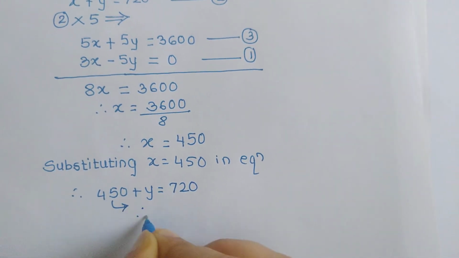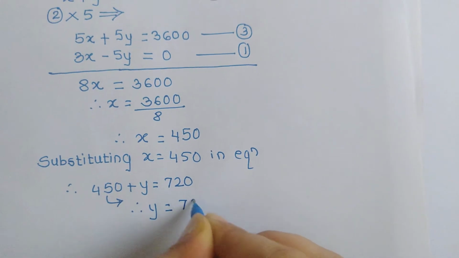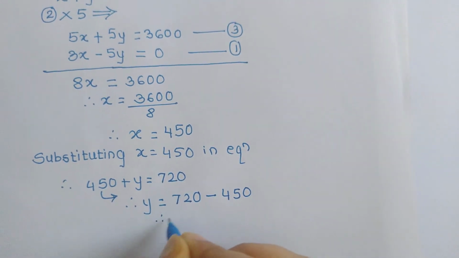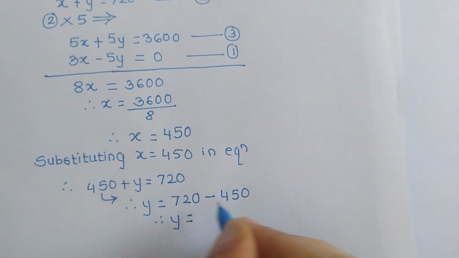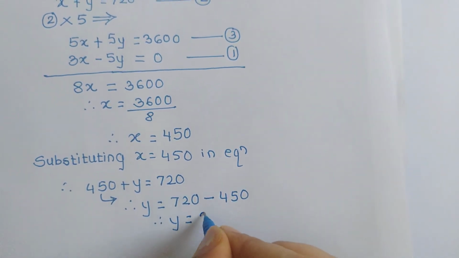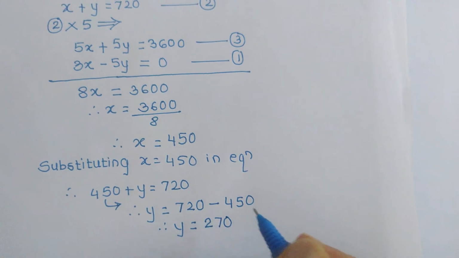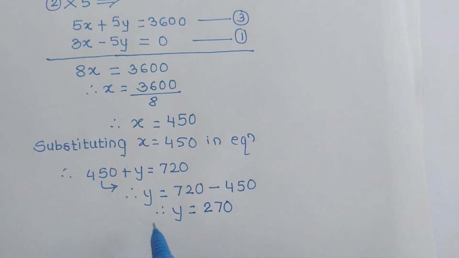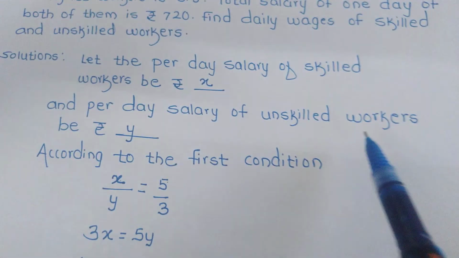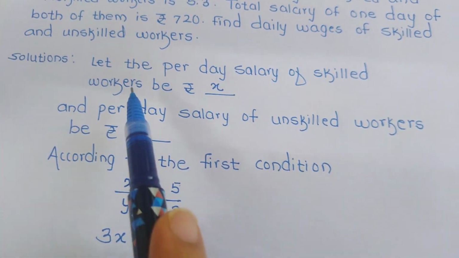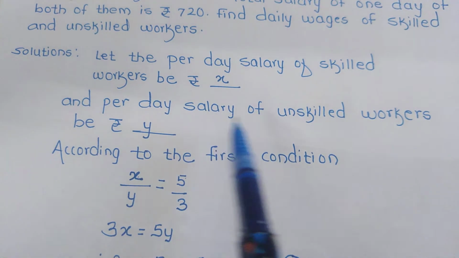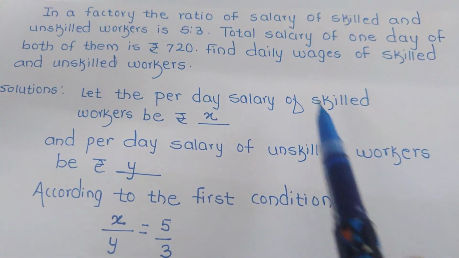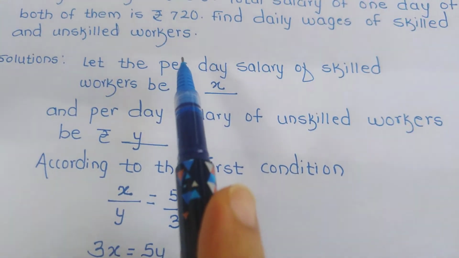450 will be shifted to the other side of the equal sign and its sign will change. Plus 450 will become minus 450. So y is equal to 720 minus 450, which is 270. So we have got values of both unknown numbers, x and y. X we have considered as per day salary of skilled workers and y as per day salary of unskilled workers, and we are asked to find daily wages of skilled and unskilled workers.